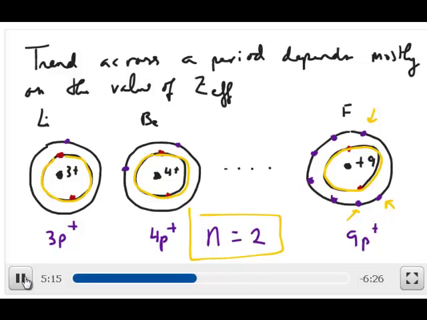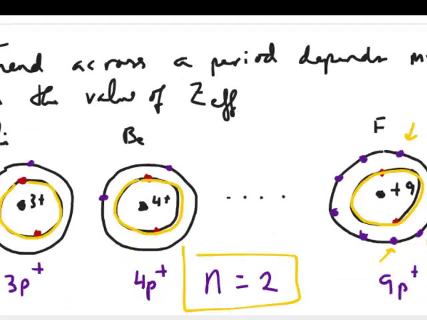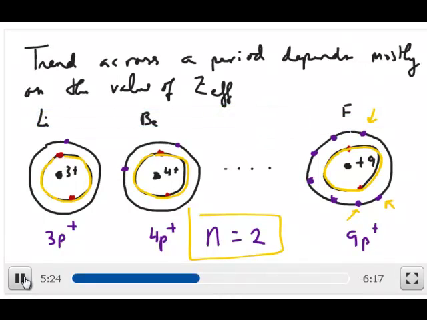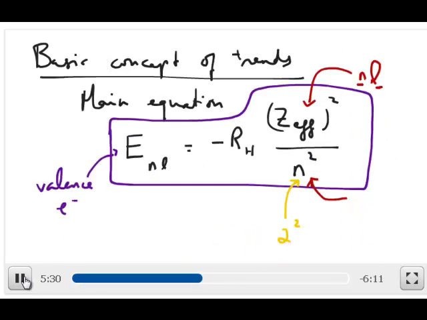As a result, the value of Z effective as you go from lithium to beryllium to fluorine gets bigger and bigger because the value of Z, the nuclear charge itself, also increases. As a result, if I go back to this equation, my n value stays constant, my Z effective goes up by quite a bit as I go from left to right.